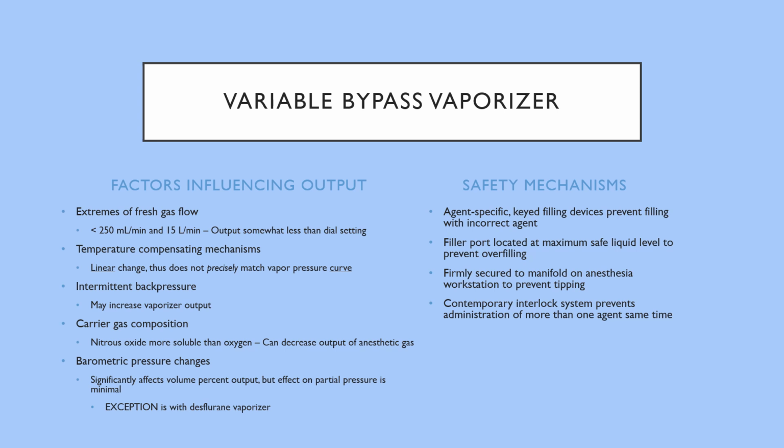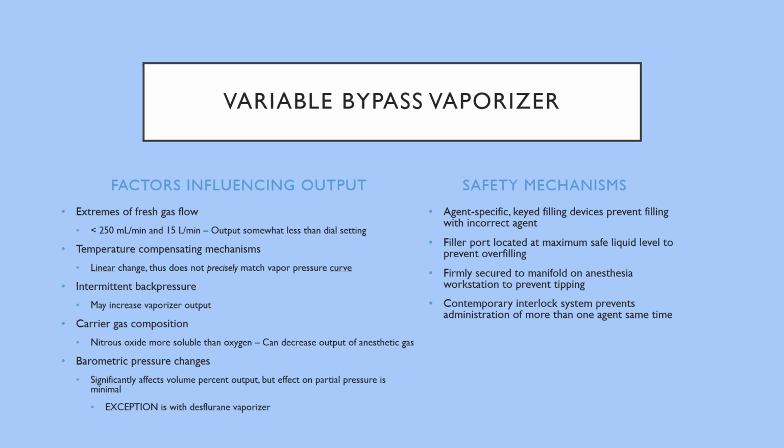The temperature compensating mechanism effects a linear change, which does not precisely match the vapor pressure curve. And if you remember, the relationship between vapor pressure and temperature is an actual curve rather than a linear relationship.